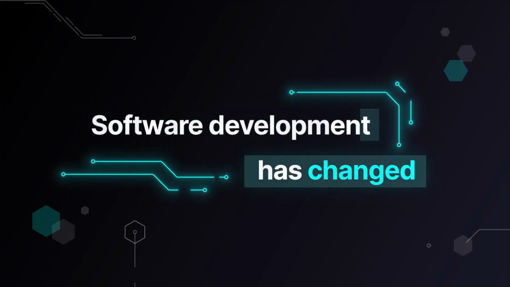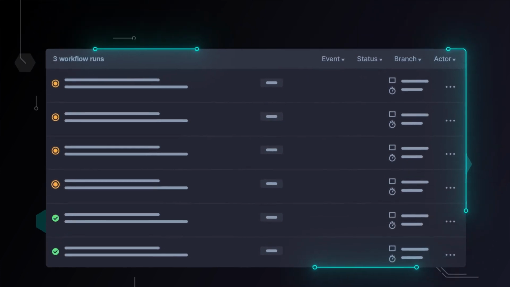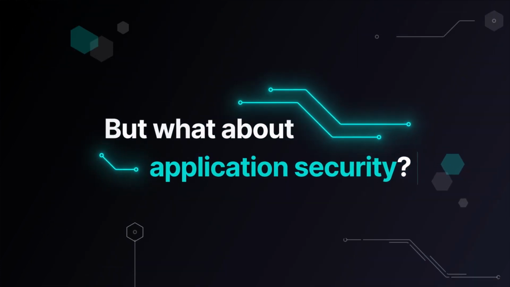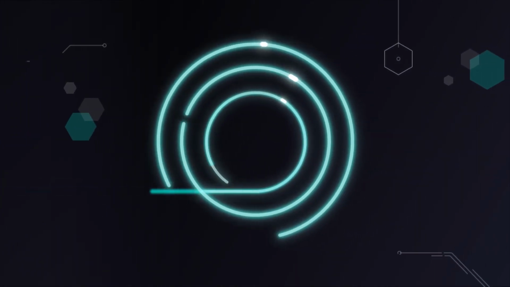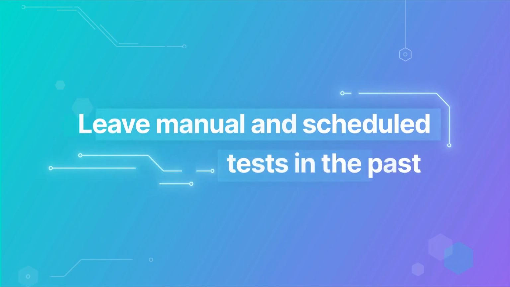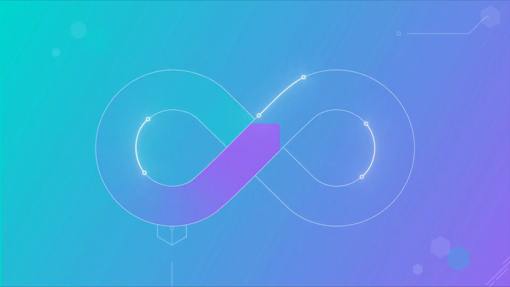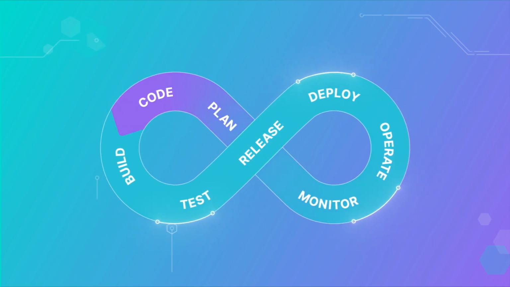Software development has changed, with code being pushed to production faster than ever before. But what about application security? Today's engineering teams need an application security tool that keeps up with the pace of modern development, leaving manual or scheduled tests after deployment in the past. Instead, developers need a tool built to run within their existing workflows to find and fix security vulnerabilities before production.